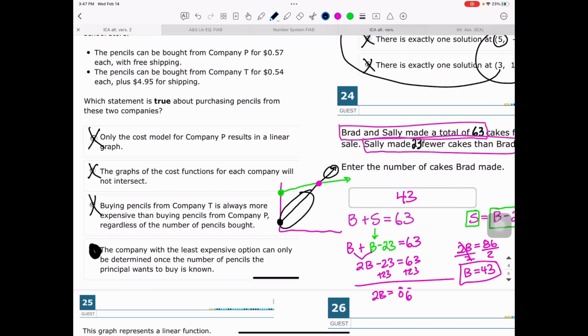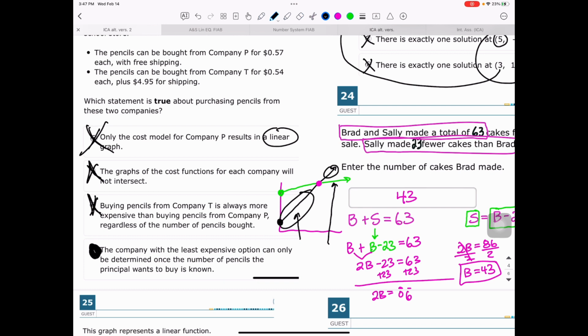So is only one company a straight line? No, they're both straight lines. Do the graphs never run into each other? Yes, they do. All of these problems, they do. Is buying from one company always more expensive? No, if I only buy a little bit, I should go with the black line. If I buy a lot of pencils, I should go with the green line.